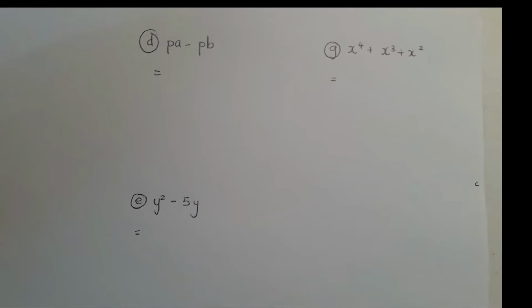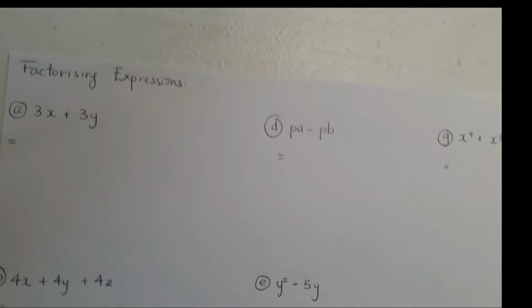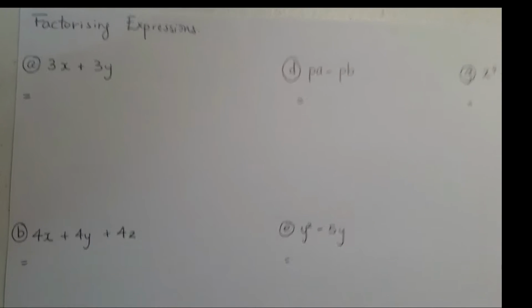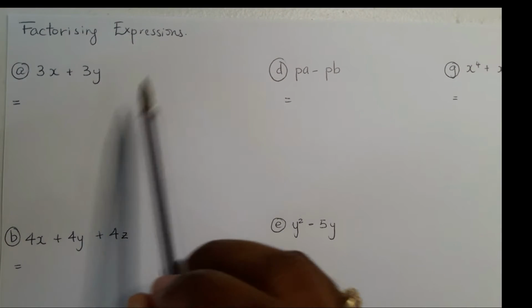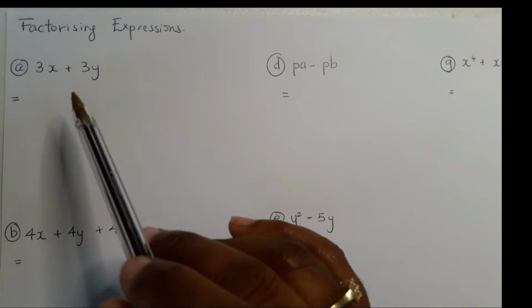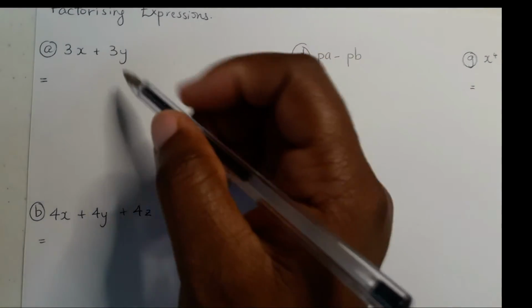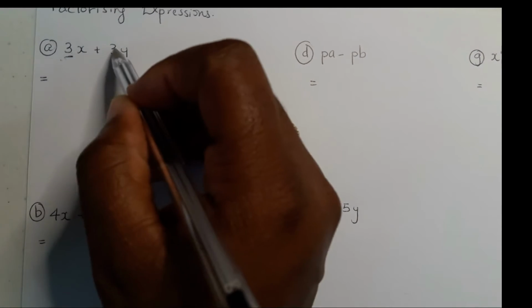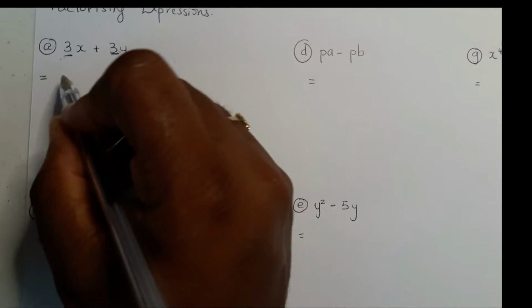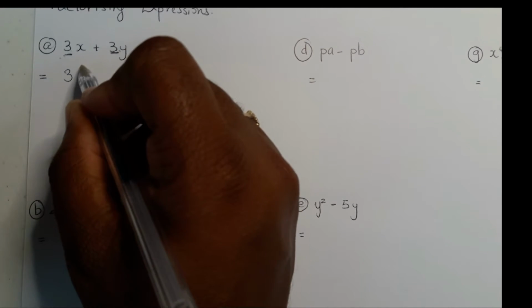And last but not least, we have factorizing expressions. So this is like putting brackets back in. Whereas we were trying to get rid of brackets earlier, now we're putting the brackets back in. So in these two elements, we look for the like term. And in this term, we got 3. So we said 3 out here.